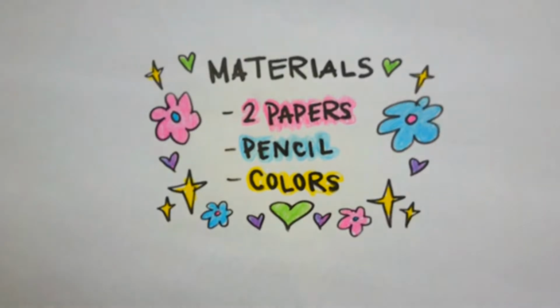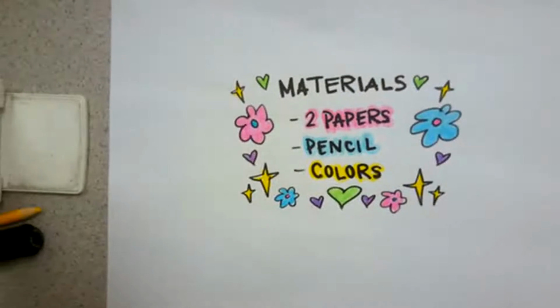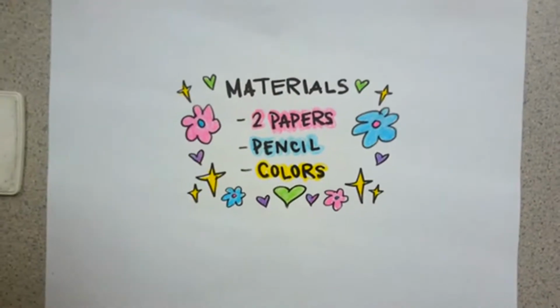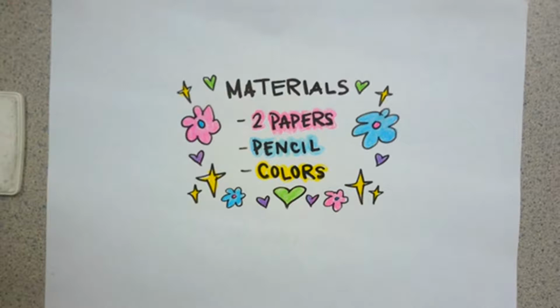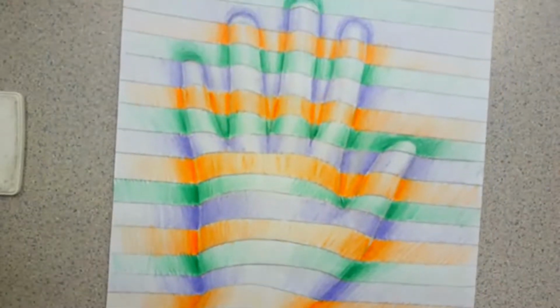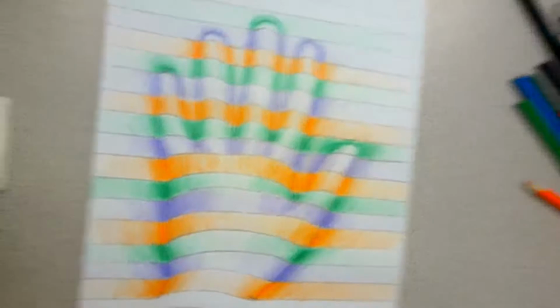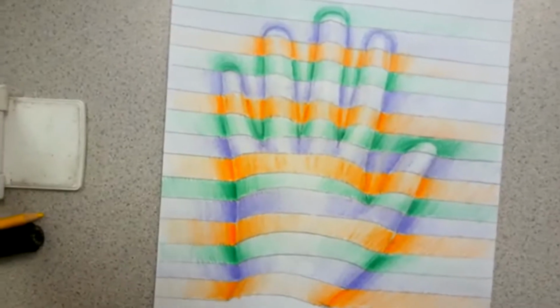So I'm going to show you what we're going to be working on today. So today we are creating an optical illusion. We're going to create this hand. We're going to make it look like it's kind of sticking out of the paper. So we do this by using value and shading.